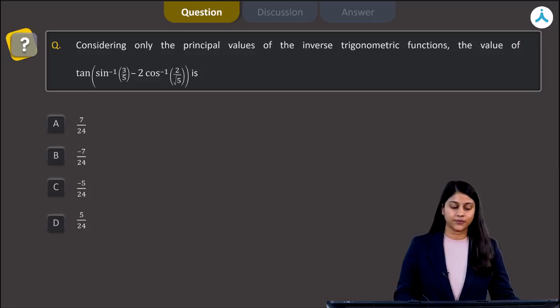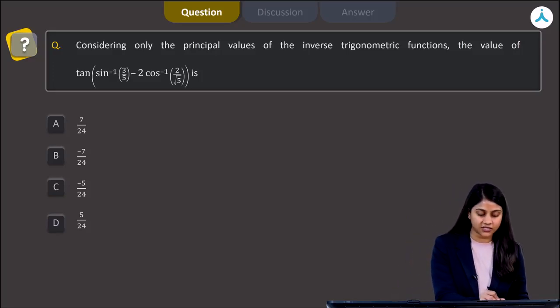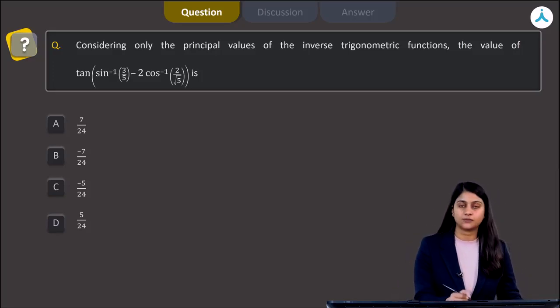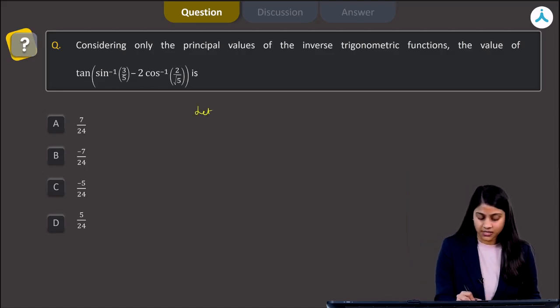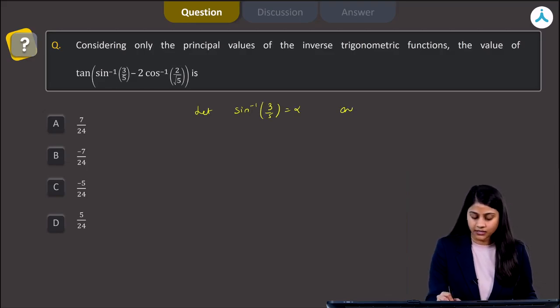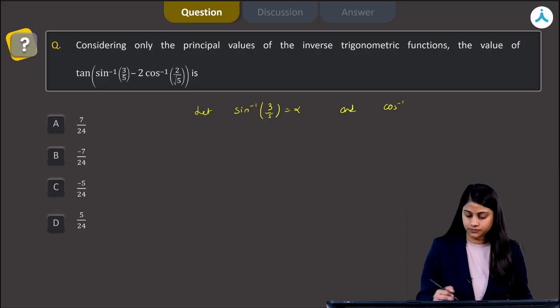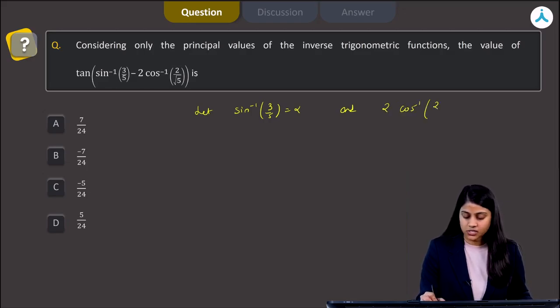So in this question, by considering only the principal values of the inverse trigonometric function, we have to find the value of tan of sine inverse of 3 by 5 minus 2 times cos inverse of 2 by square root 5. So let us first suppose sine inverse of 3 by 5 equals alpha and 2 times cos inverse of 2 by square root 5 as beta.